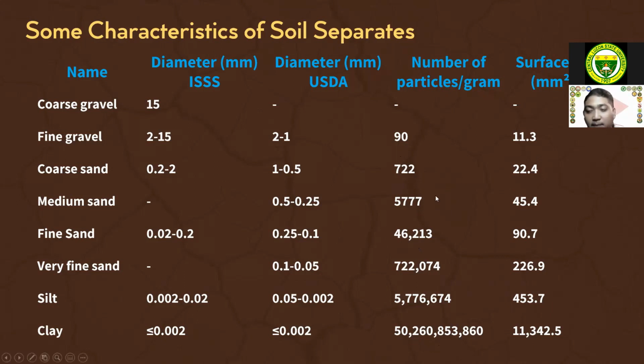Then, one of the most important property ng texture natin is yung surface area. Okay? So, dahil marami yung clay particles, ang surface area niya ay malaki din. Ibig sabihin, mas madaming nutrients ang pwedeng kumapit dun sa clay particles natin compared to that of silt and sand. So, for example, ang clay kasi natin parang sheet-like.